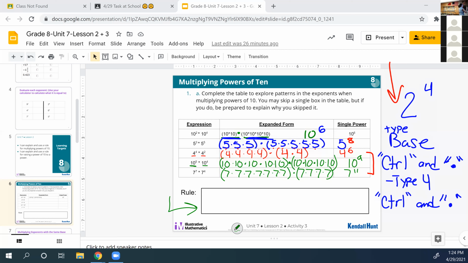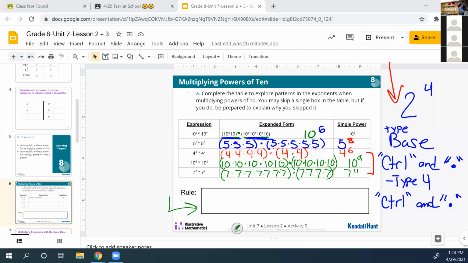Like, so let's just say it was like 10 to the power of 5. You have to multiply 10 by itself 5 times. Very good. So you have to expand it out. You say 10 to the however many times is in that exponent. Good. Yes, go ahead, Bridget.